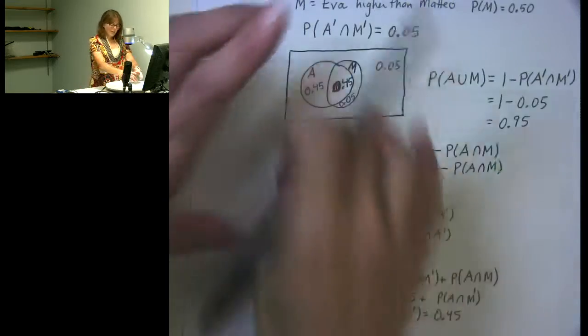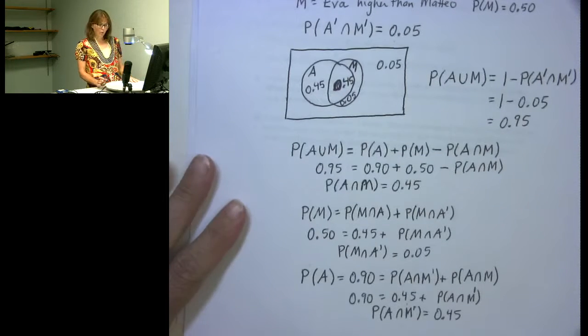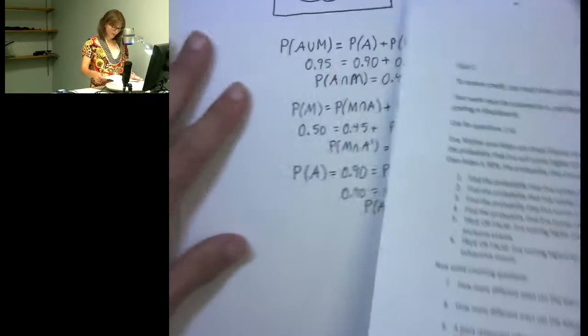So now I've figured out the probability of all of the possibilities in my outcome space in terms of Eva beating each of the friends. And so now I'm going to go back and look at the questions that were asked. Okay.